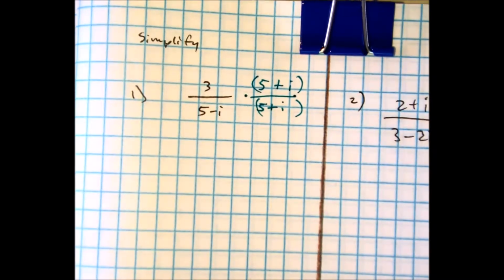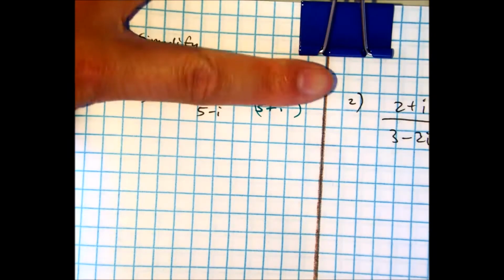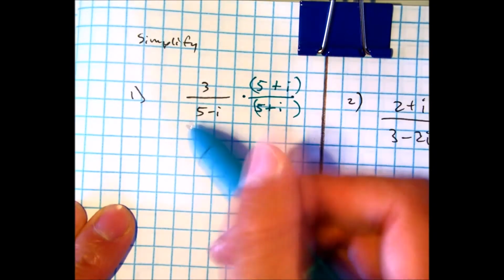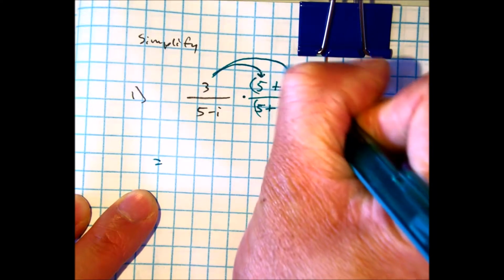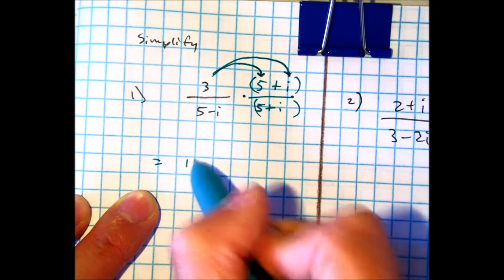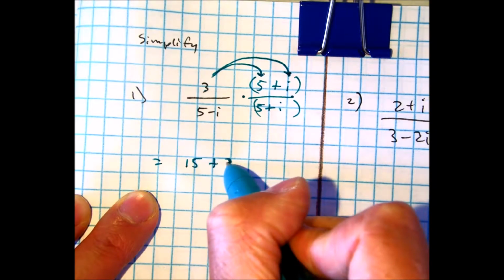So in this problem, I have two problems. Number 1, number 2. In the numerator, I can just distribute. 3 times 5 is, and 3 times i is 3i.